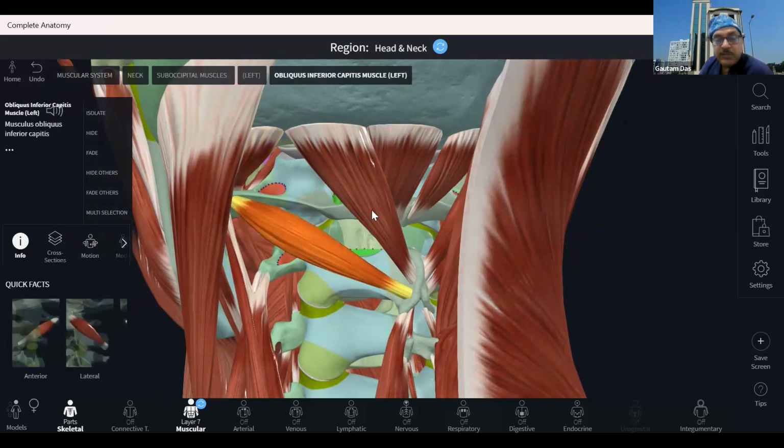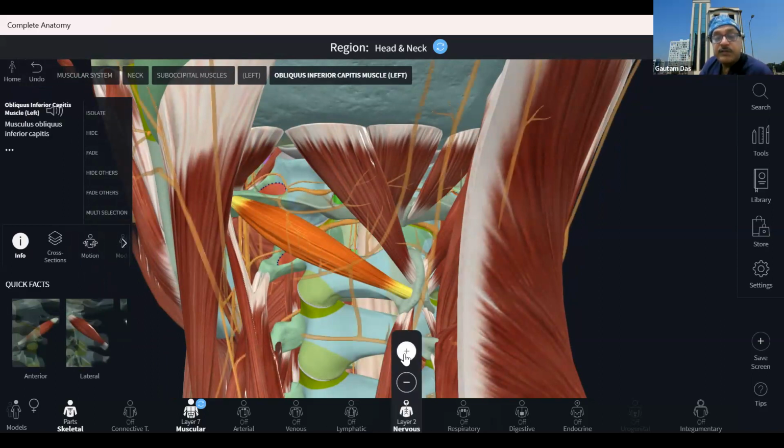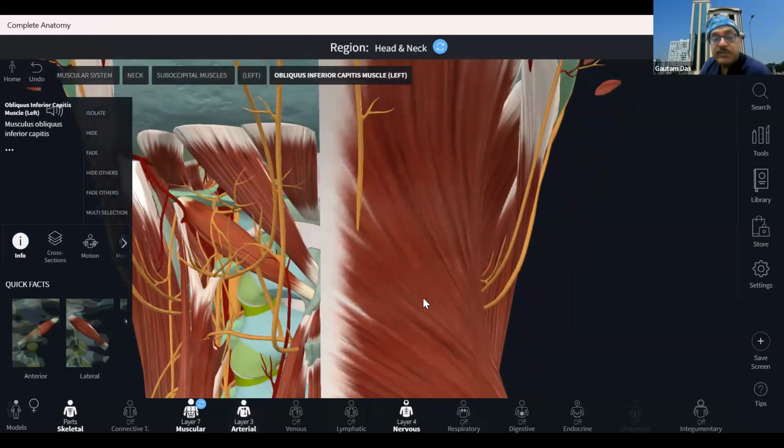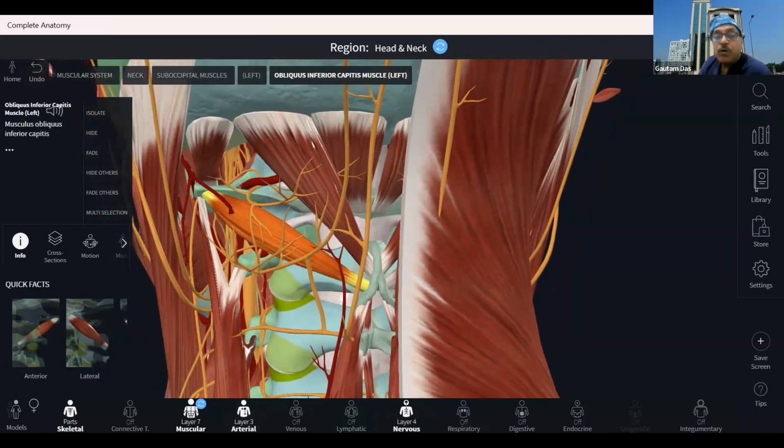Between the inferior oblique muscle and the semispinalis capitis, we'll be able to see the greater occipital, lesser occipital, and third occipital nerves, and in between we'll be seeing one artery. Let me put the artery and the nerves again. Above the C2 lamina, we'll see this inferior oblique muscle, this is your greater occipital nerve, this is your third occipital nerve, and in between we'll see the one artery also. Remember this muscle layer.